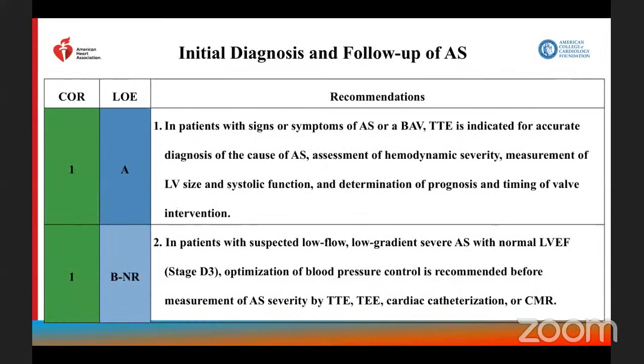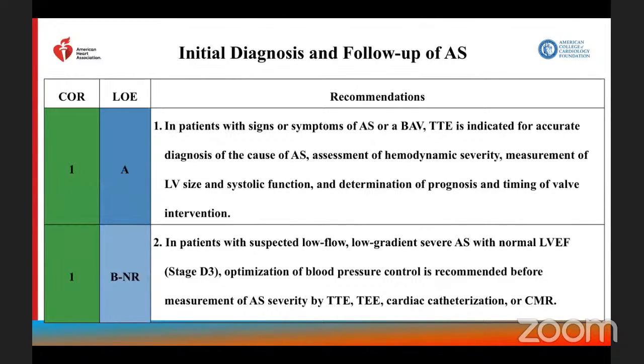For initial diagnosis and follow-up of aortic stenosis, in patients with signs or symptoms of aortic stenosis or bicuspid aortic valve, transthoracic echo is indicated for accurate diagnosis of the causes of aortic stenosis, assessment of hemodynamic severity, measurement of the LV size and systolic function, and determination of prognosis and timing of valve intervention. And this is a class 1A.